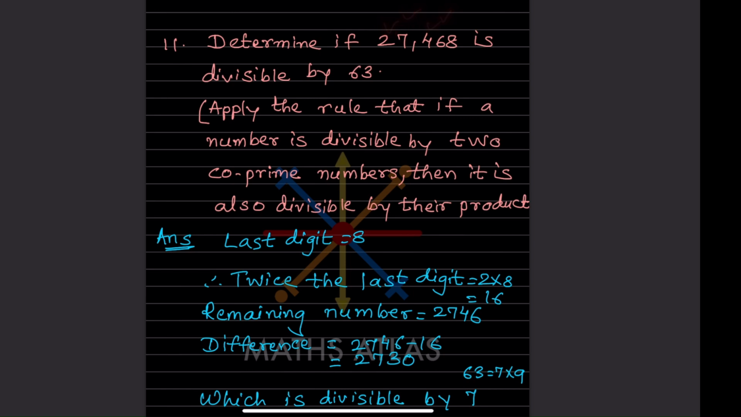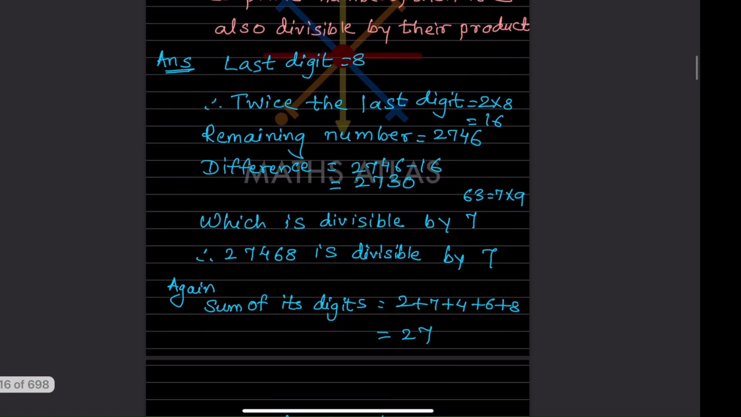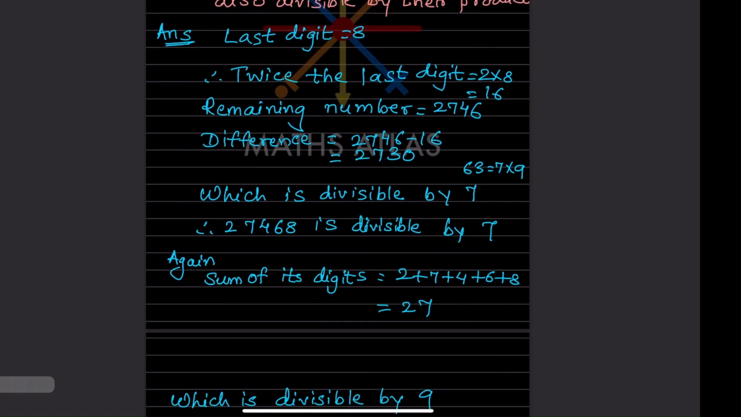The remaining number is 2746, because we have taken twice the last digit, which is 16. So you take the difference of the remaining number minus the twice, that is 16, and it becomes 2730. Now this is divisible by 7. Therefore, we can say 27468 is divisible by 7.